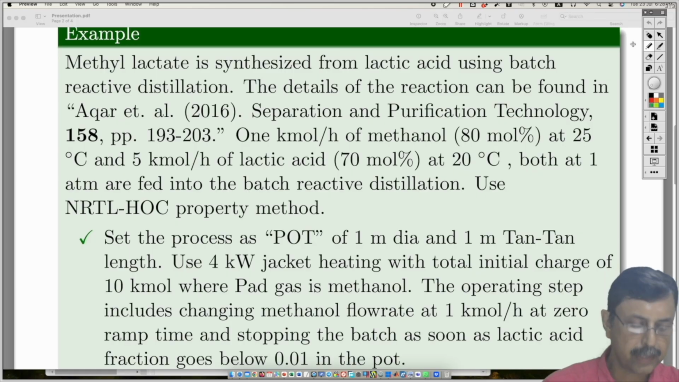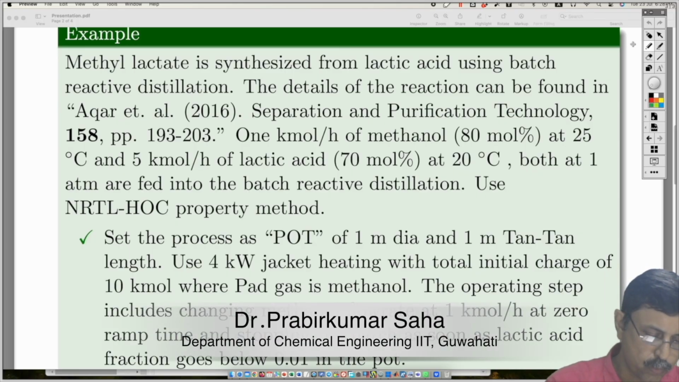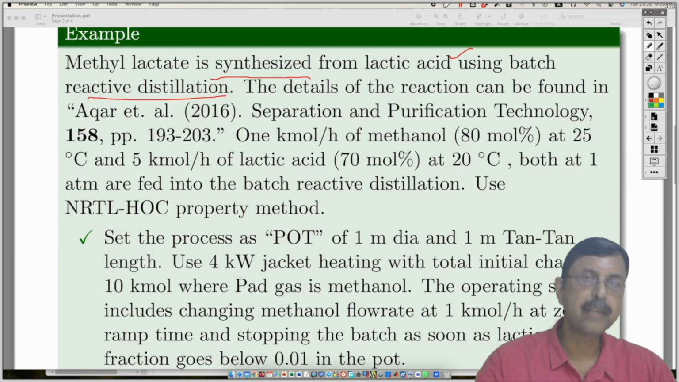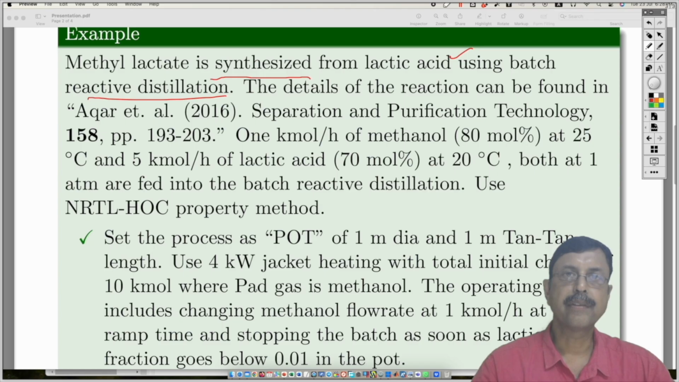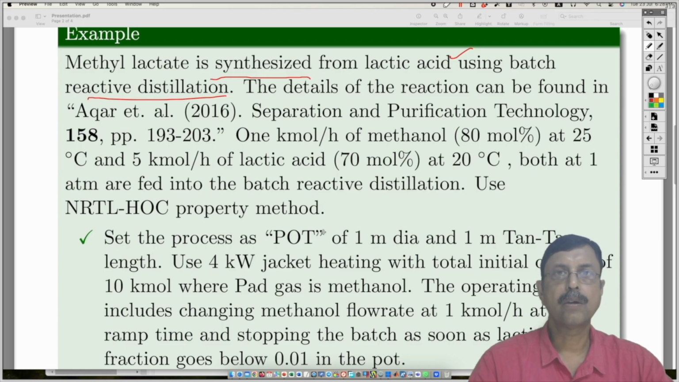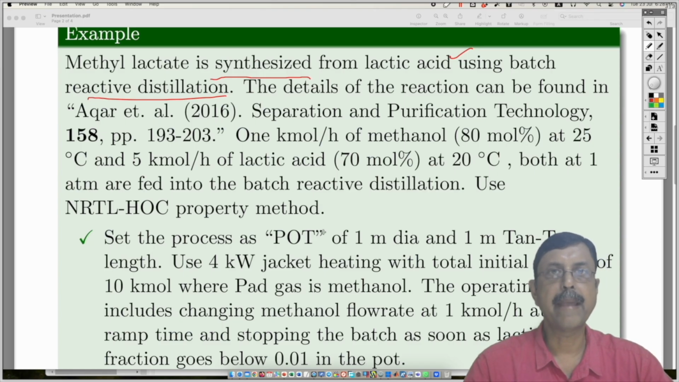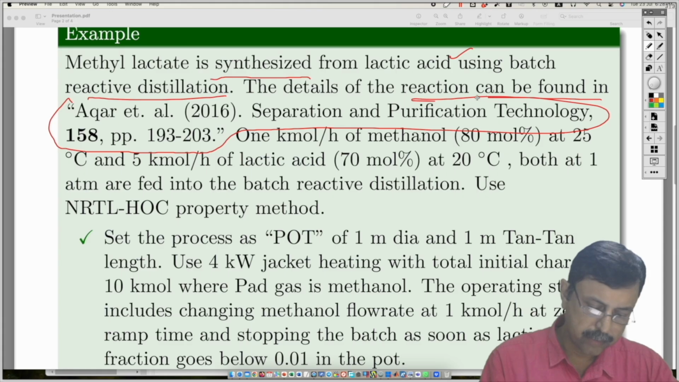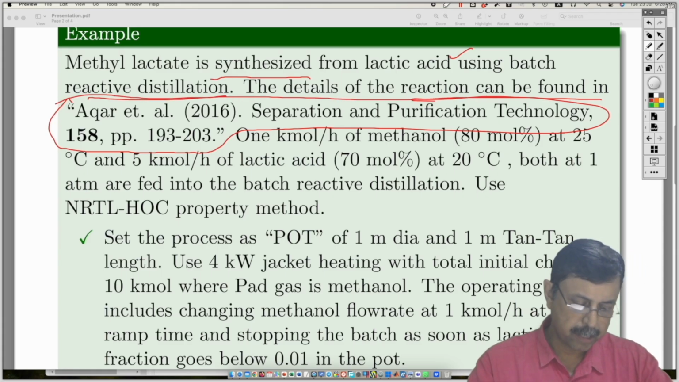The problem is something like this. We have methyl lactate, which is synthesized from lactic acid using batch reactive distillation. Now, it's a reactive distillation. That means the reaction occurs as well as the distillation in the batch separation process. And the details of the reaction can be found in this paper. So they have mentioned one paper, so we have to look for this paper.